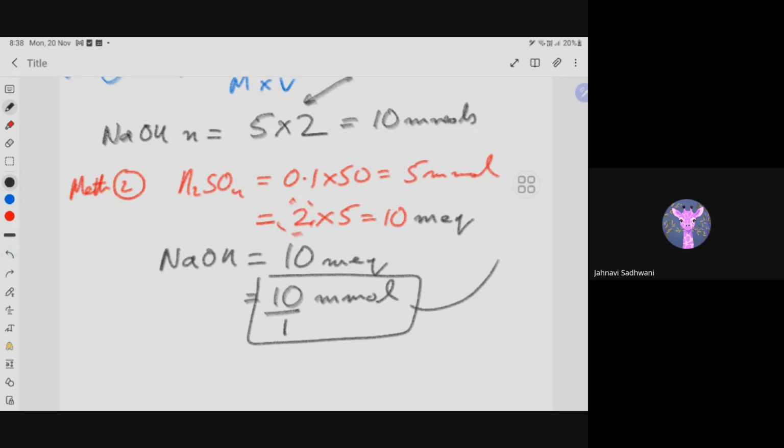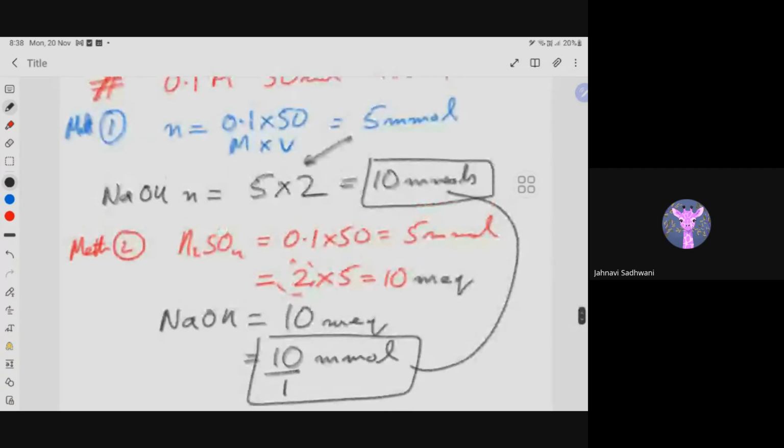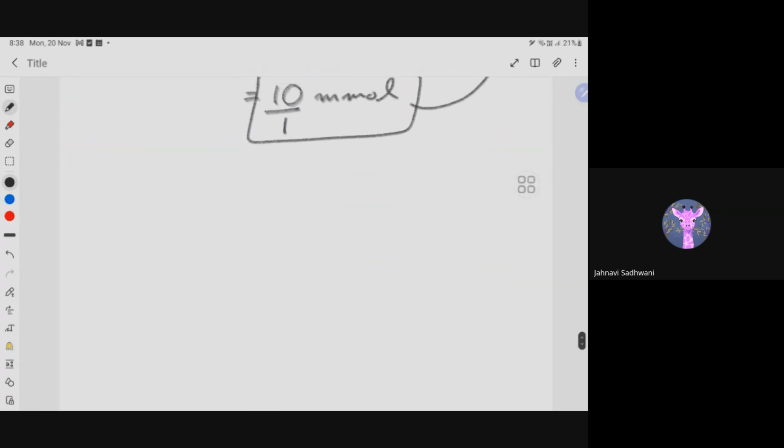Is that clear, the difference? This is a super small difference, there is hardly anything, but you are getting the point of what I'm trying to say. Is that clear? Yes, sir. Okay, so let us move on to redox now, okay?